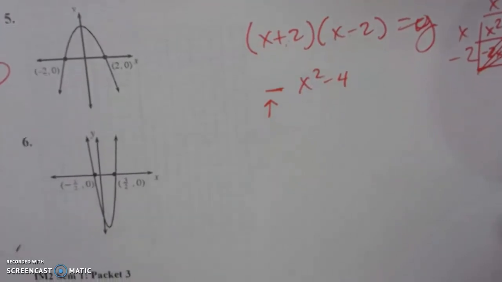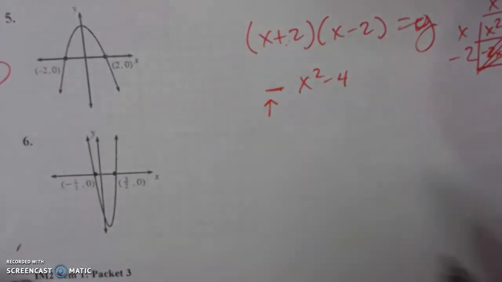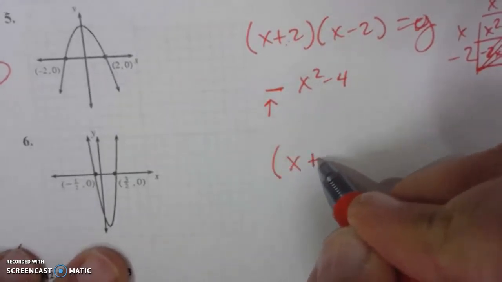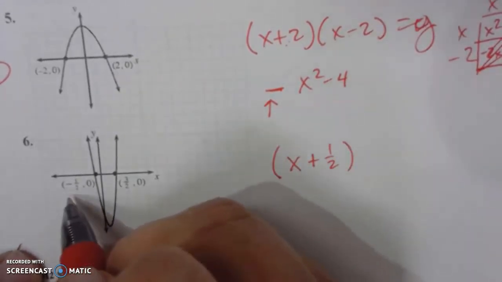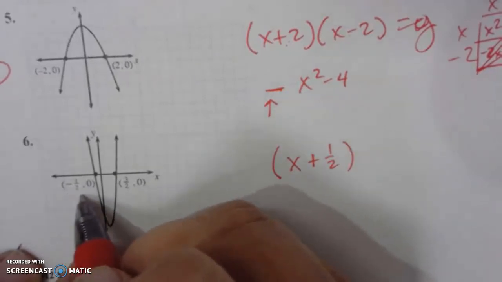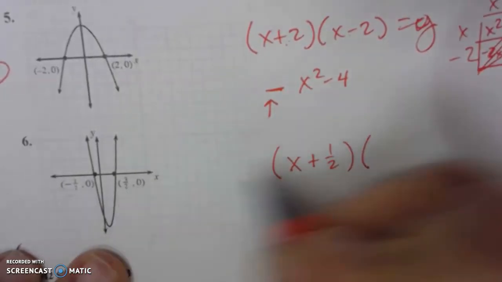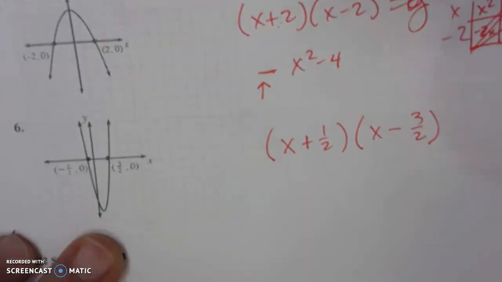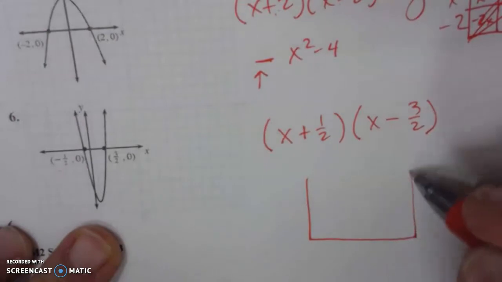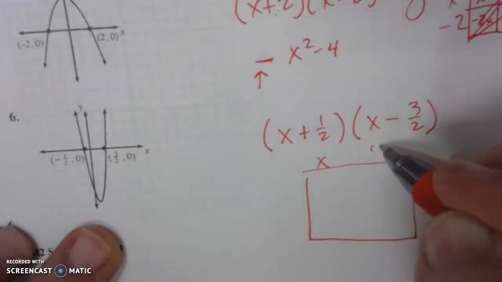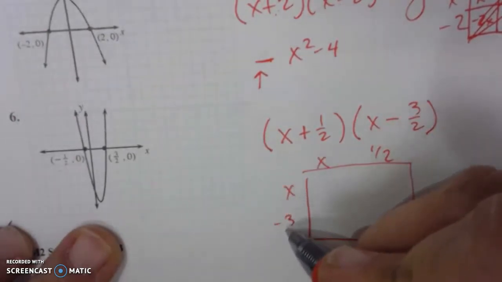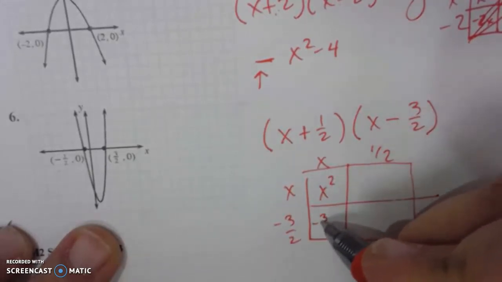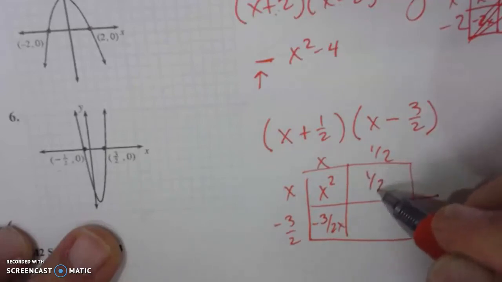And our last problem, this one is not quite as fun because there's fractions, but it's not a big deal. The opposite of what's happening, x, that's a -1/2, so we're going to put +1/2. This is a +3/2, so I'm going to put -3/2. All right, we're going to set up our box, x plus 1/2, x minus 3/2. Let's see what we get. X squared minus 3/2 x plus 1/2 x.